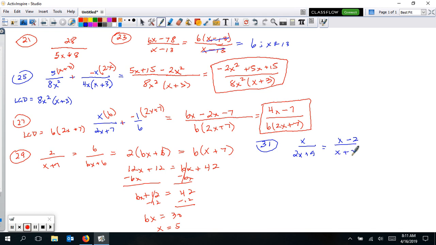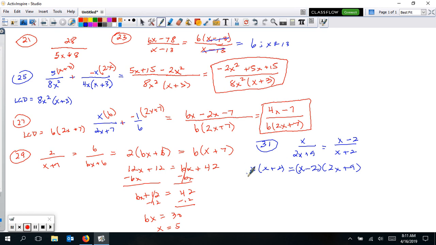So when we cross multiply, we're going to see x times this x plus 2. So x times x plus 2. And it's equal to these two binomials times each other. So we're going to see x minus 2, I'll put that in a parenthesis, times the other binomial, 2x plus 9. So that's what you want to write down. And we're cross multiplying, and you cross multiply whenever you have a fraction equal to a fraction.